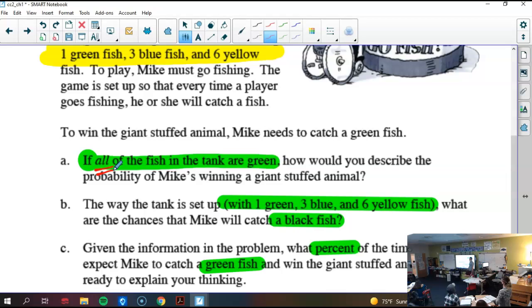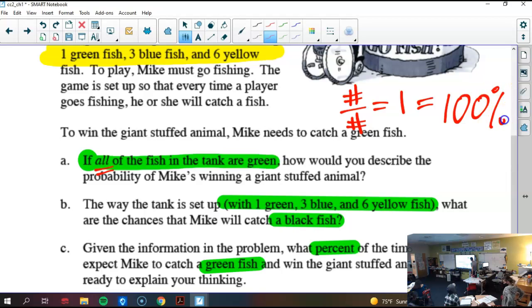Yeah. If the carnival guy turns around and I really quickly make all the fish in the tank green, no one's going to lose, right? Every fish that comes up is going to be green. So anytime you have a number over itself, that gives you a 1. A number divided by itself gives you a 1, which is 100% when we're talking about probability. Any questions with that?